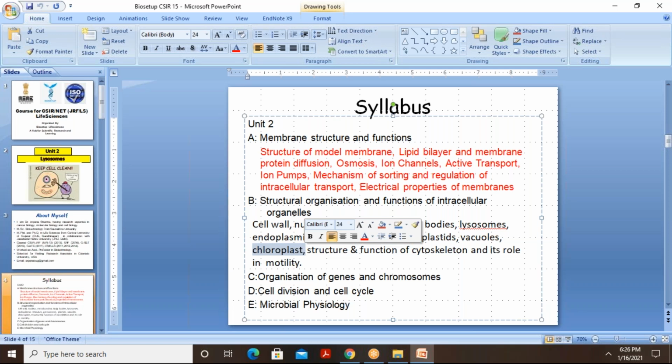And one day I'll need for mitochondria. Mitochondria 2 days, endoplasmic reticulum also 2 days I need. It is a very, very big topic. And the cytoskeleton is a vast topic, so I need time for that.